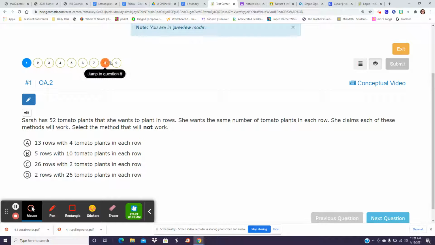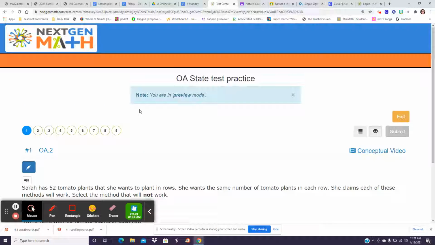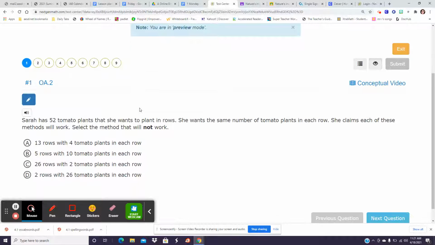Today's is 9 questions. It is not on fractions. We are going to be reviewing our multiplication and division to prepare us for our math state test, which is coming up, to make sure we didn't forget anything. I'm going to quickly go through these 9 problems to show you what to do.